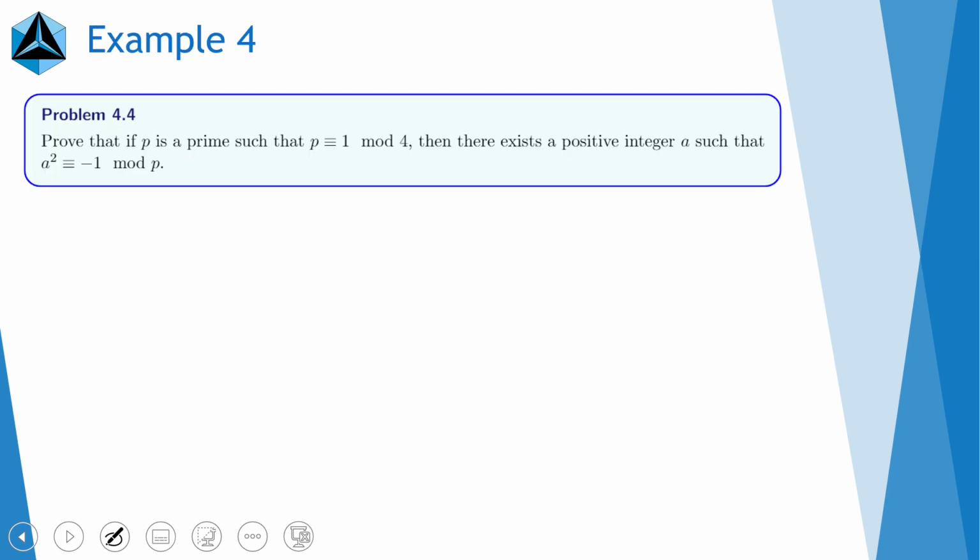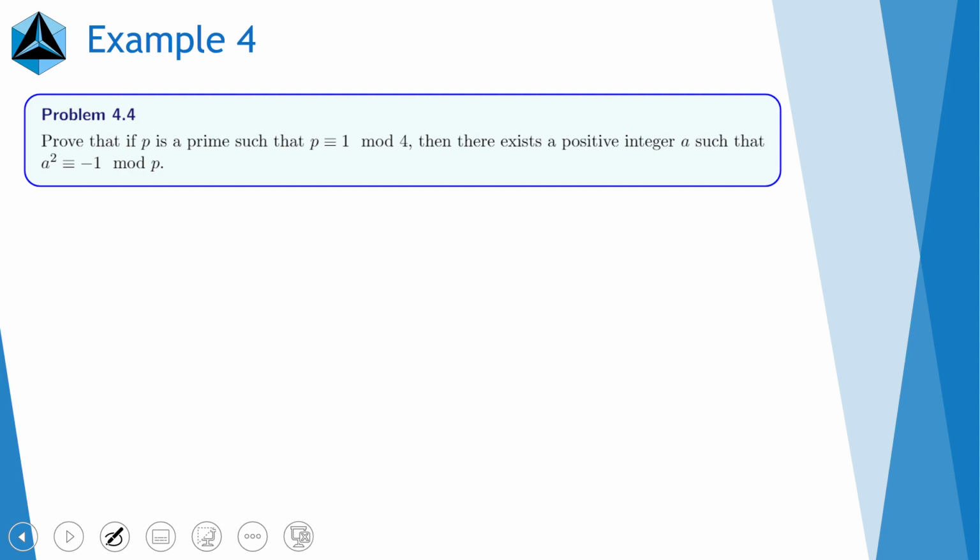Let's look at example 4. This is going to be our last example, by the way, and it's a pretty cute one. Prove that if p is a prime such that p is congruent to 1 mod 4, then there exists a positive integer a such that a squared is congruent to negative 1 mod p.